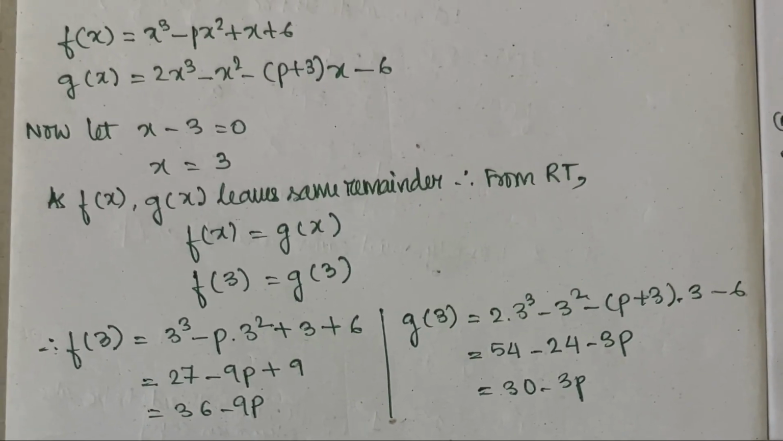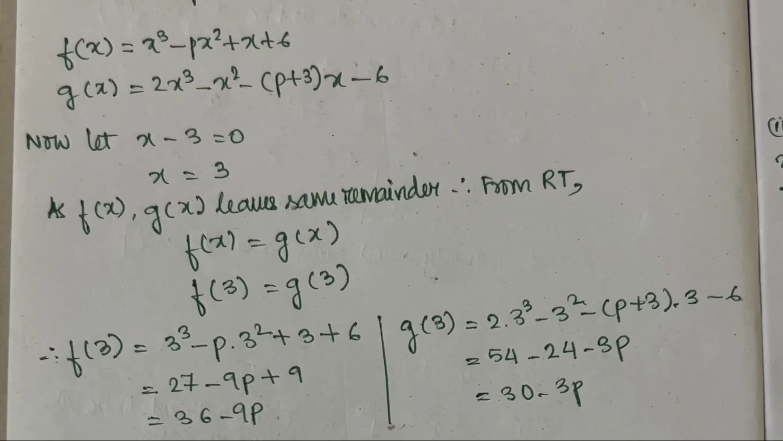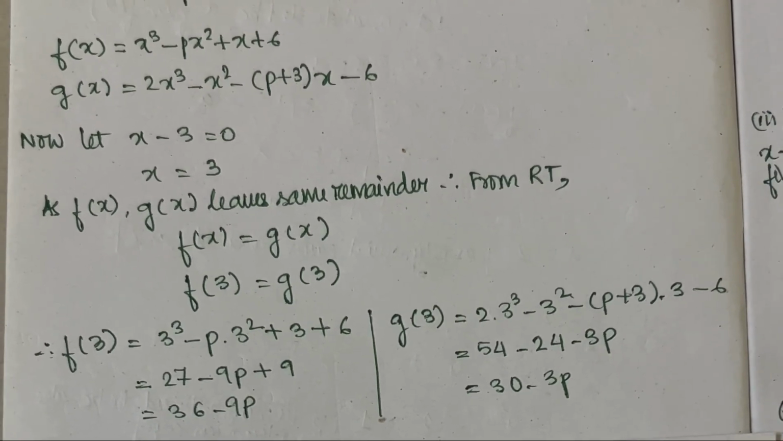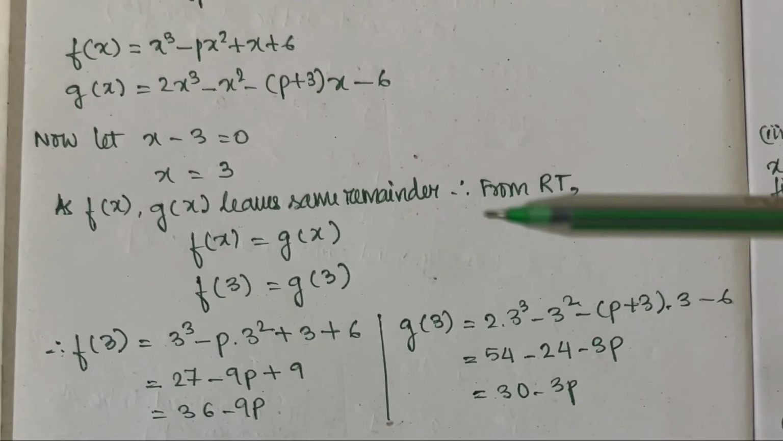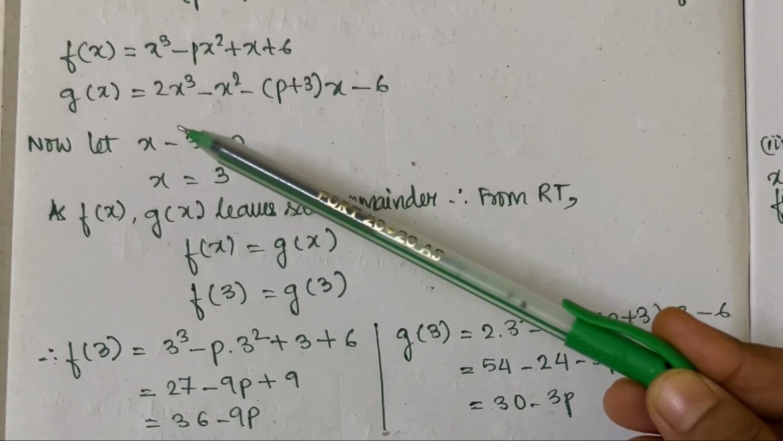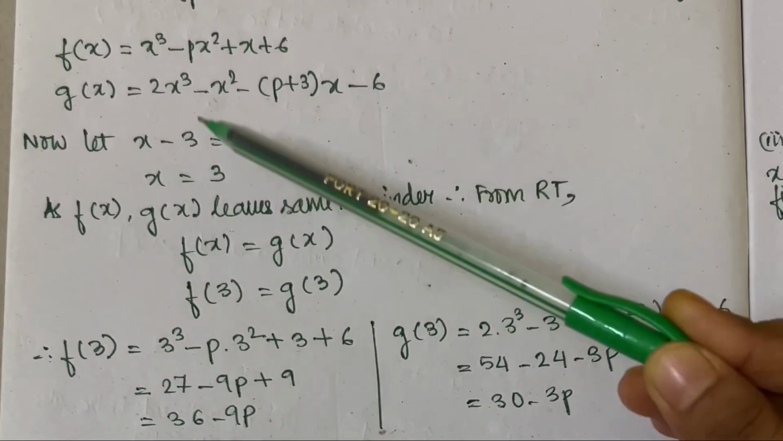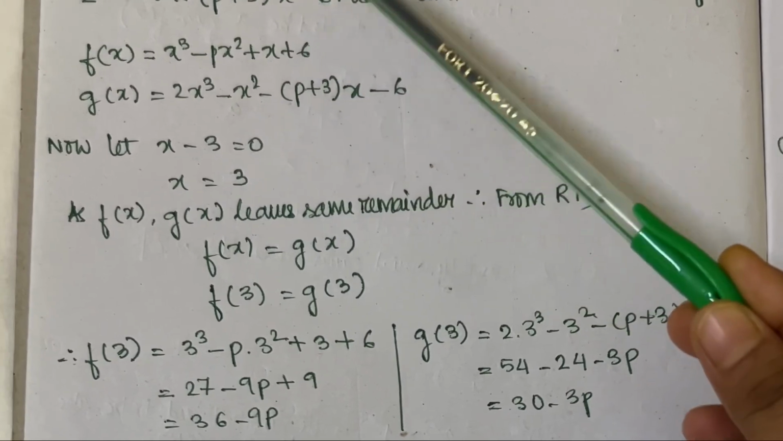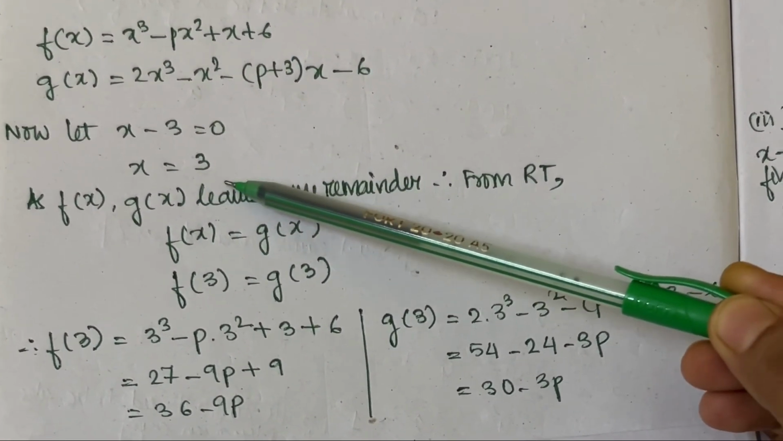So today we are starting with class 10 ICSE ML Aggarwal factorization from sum number 7. So here there are two f(x) given. First we'll consider f(x) to be this and g(x) to be this. Now we will let x minus 3, that is given, the divisor, be 0. So x is equal to 3.